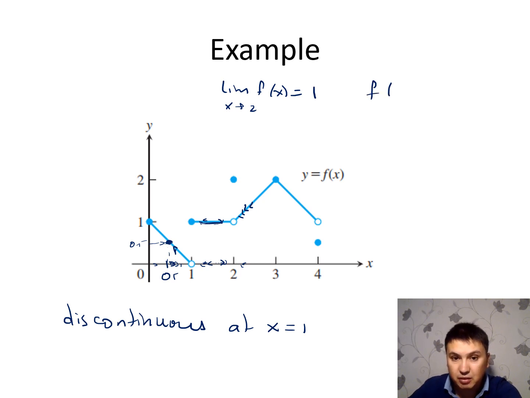However, what is f of 2 here? f of 2 is 2, right? Because it's defined right here, so it's 2. So they are not equal. It means it invalidates the third condition, right? The limit must be equal to the value at that point. So it's discontinuous. So again, discontinuous.